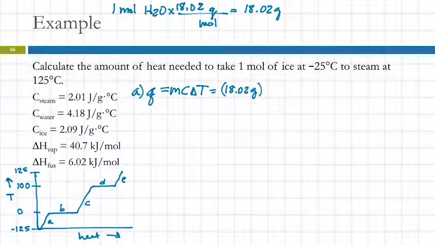And then we're going to multiply that by the specific heat capacity. We've got to use the correct one. This is ice, so we're going to pick out the one for ice, 2.09 joules per gram degrees Celsius. Always write the units. And then here we've got the temperature change.